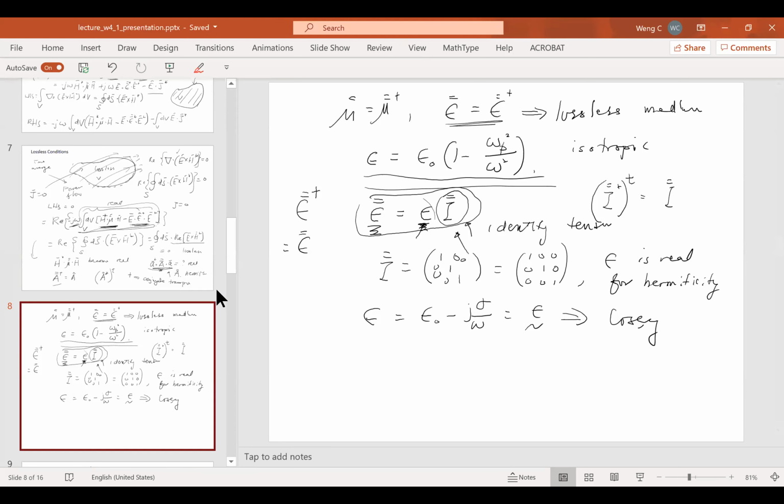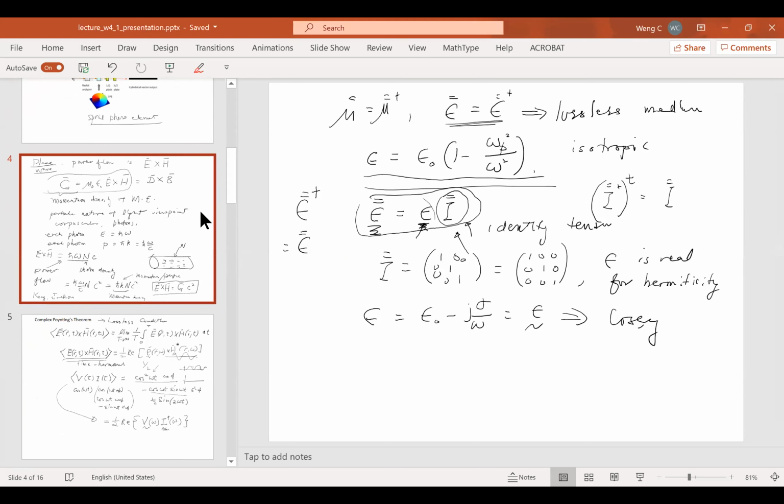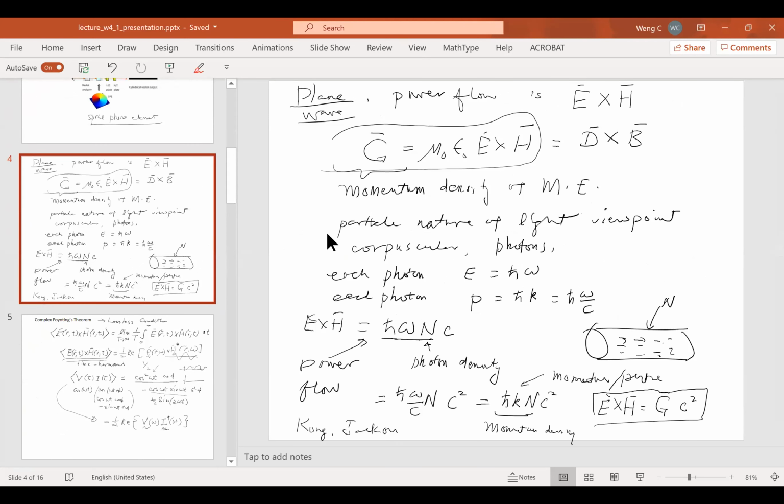Any questions? Okay, that was the second lesson that we learned. And then the third lesson that we learned is that electromagnetic waves carry a momentum. The momentum is actually very similar to power flow. And then you can show that the momentum density is given by this formula. And you can derive it.